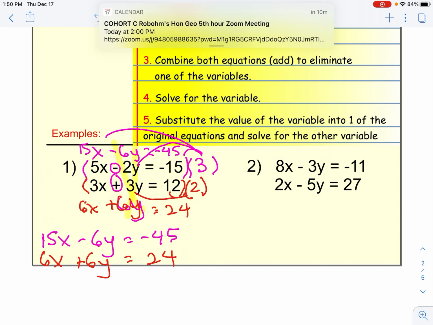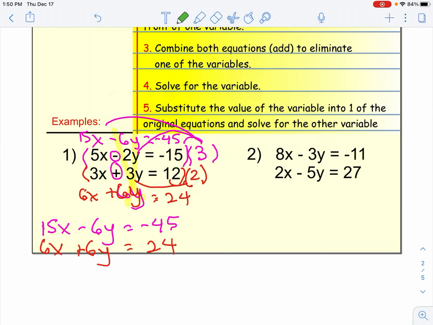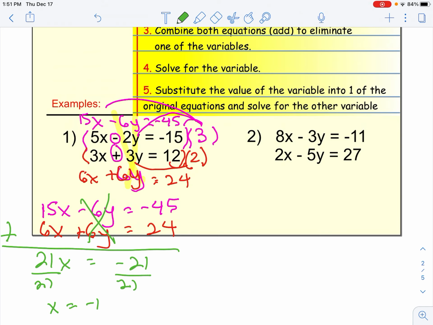So now what we're going to do is add the two equations to eliminate one of the variables. So if I add these two equations, 15x and 6x is 21x. The positive and negative 6y add up to 0, they're eliminated, and negative 45 plus 24 gives me negative 21. Now it's really easy to solve. I just divide by 21 on each side, and that gives me my x value is equal to negative 1.